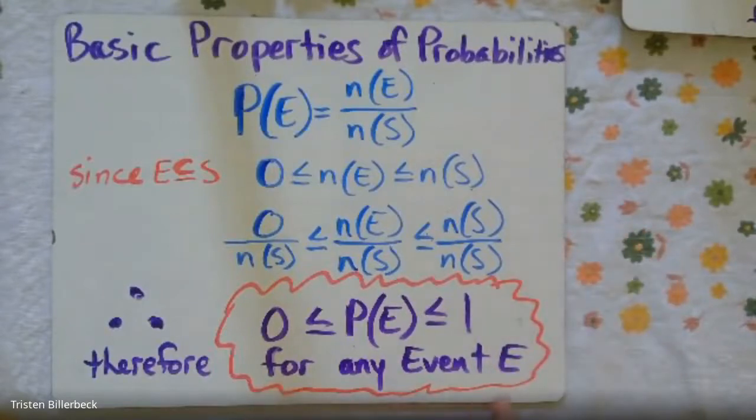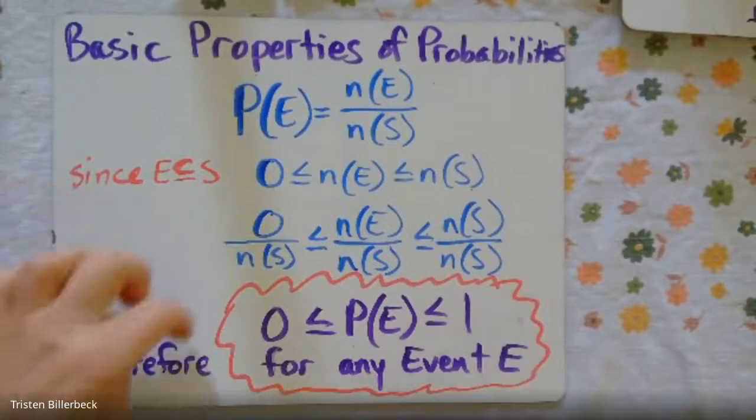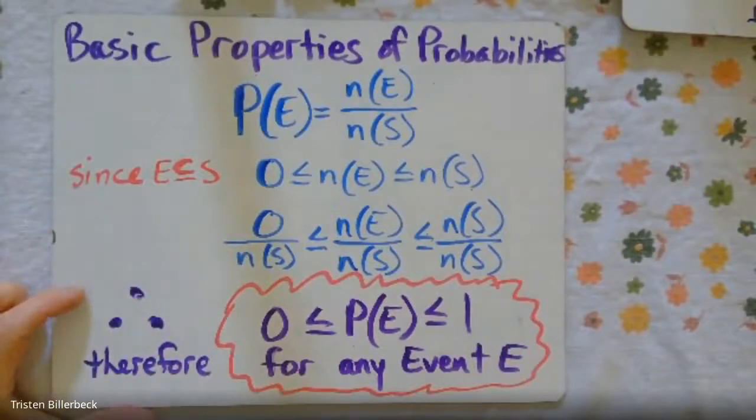So for any event E, the probability of event E happening is going to be from 0 to 1. And again, we have the 3 little dots here, which mean therefore. So we have created a wonderful little rule here that works for everything. If we look at the percentages, the probability of event E happening would range from 0% to 100%.